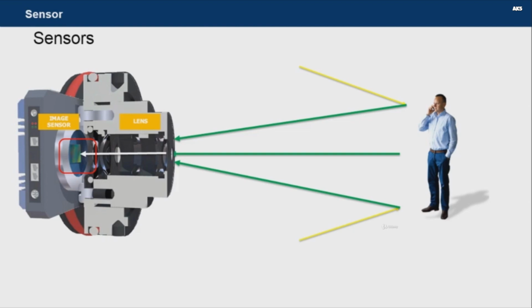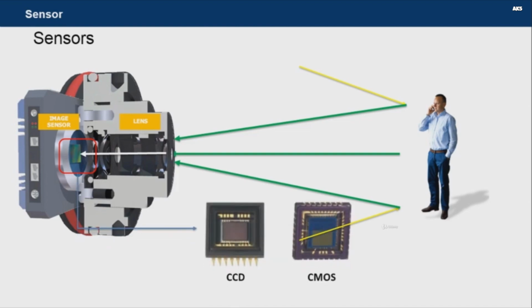So when building a camera, there are two main technologies that can be used for the camera's image sensor: CCD and CMOS.